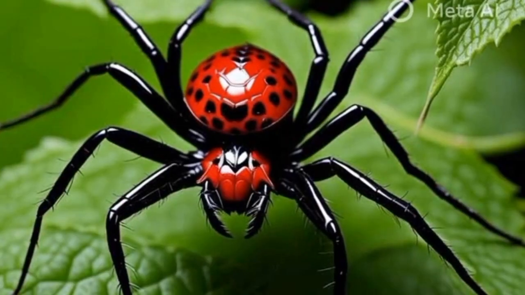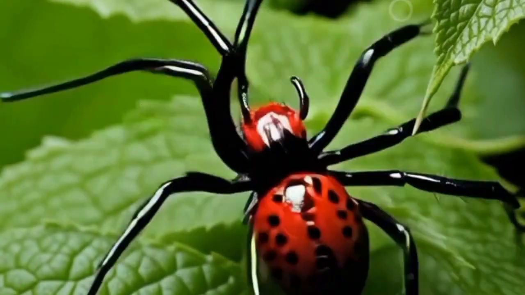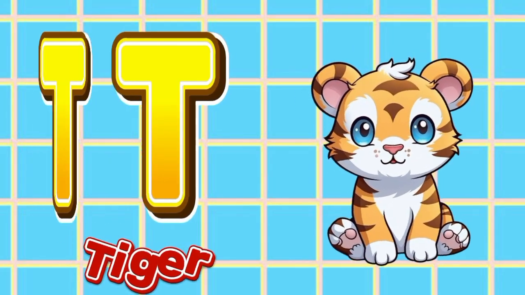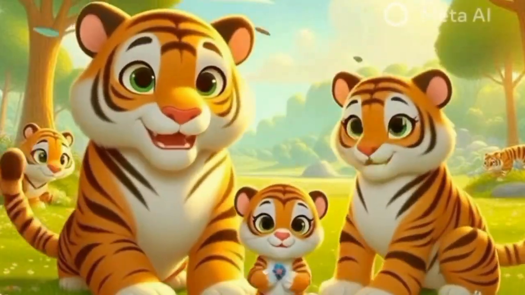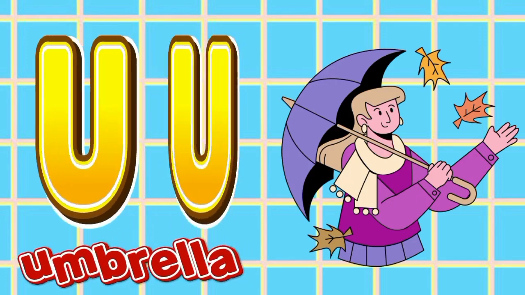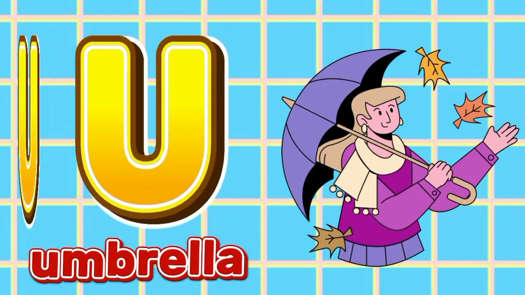spider, spider, S, spider. T is for tiger, tiger, T, tiger. U is for umbrella, umbrella, umbrella, U, umbrella.